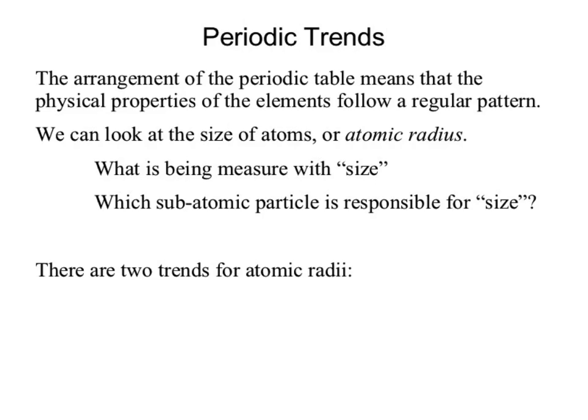So we're looking at our electrons. That's our subatomic particle. Okay? So we get 2 trends for our atomic radii when it comes to size. So let's look down a column, or group.